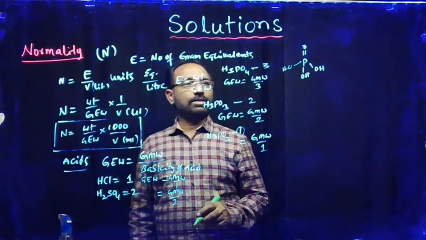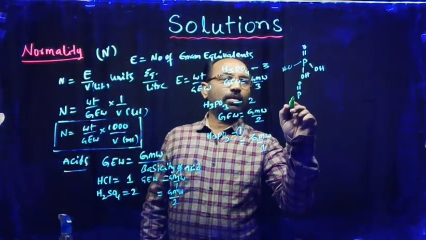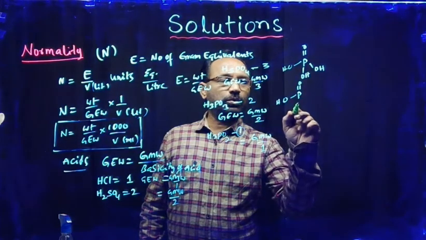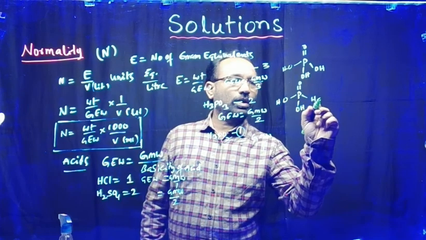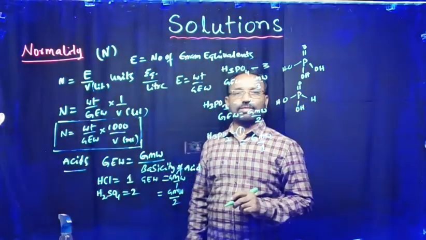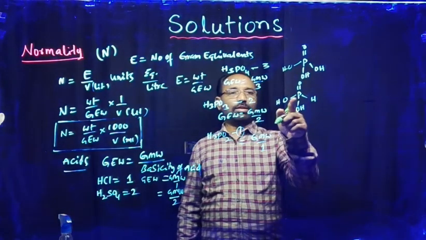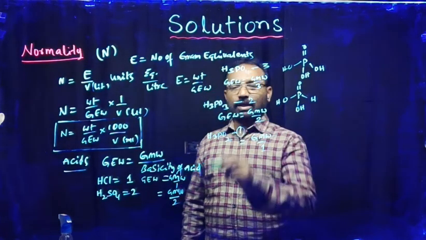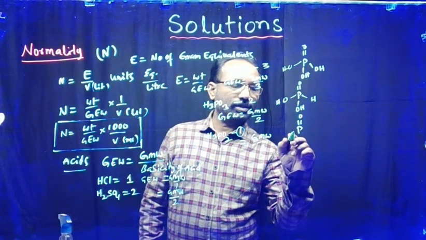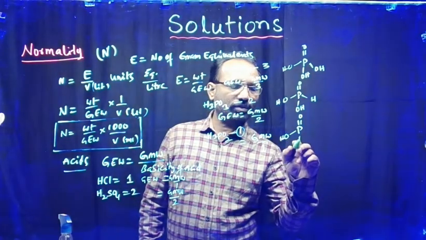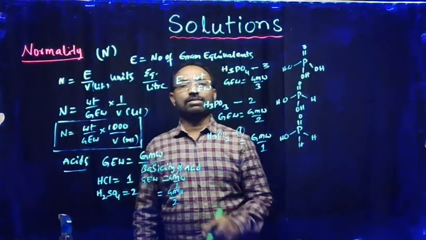But in case of H3PO3, the number of OH groups is only 2. Therefore, the number of replaceable hydrogen atoms is only 2. Here one hydrogen is directly linked to the phosphorus. Therefore, that hydrogen does not undergo ionization. So the basicity is 2. In case of H3PO2, the basicity is 1. Why is it 1? Because it contains only one OH group.